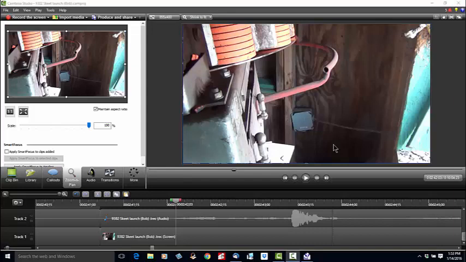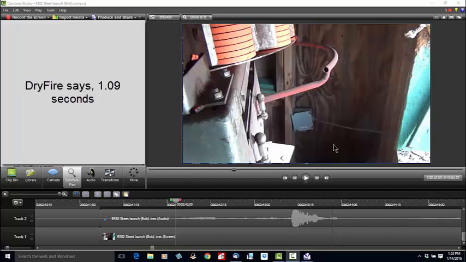Okay, now I've taken you into the Camtasia software that I use to produce videos. What I'm going to be doing is counting the number of frames from the time the target was launched until we hear the sound of the clay breaking against the piece of wood. This system operates at 30 frames per second, and DryFire, as we had already learned, says it should take 1.09 seconds for the clay to get from the trap arm to the crossover stake.